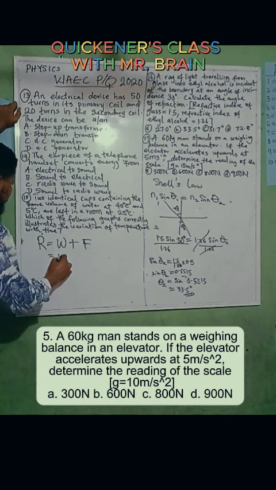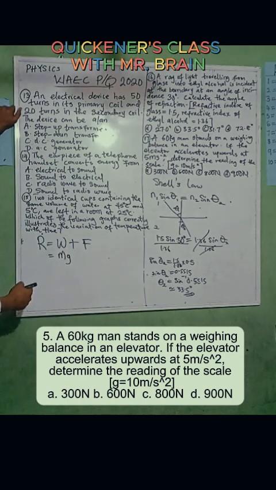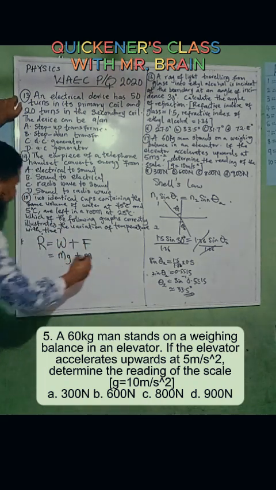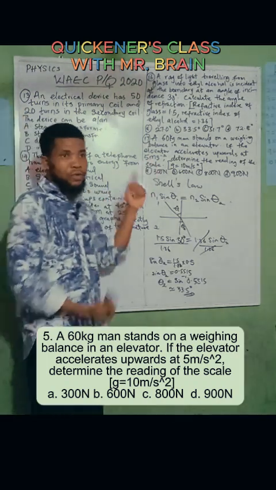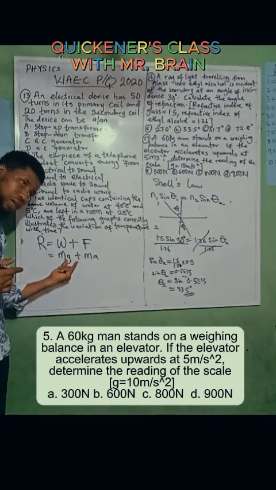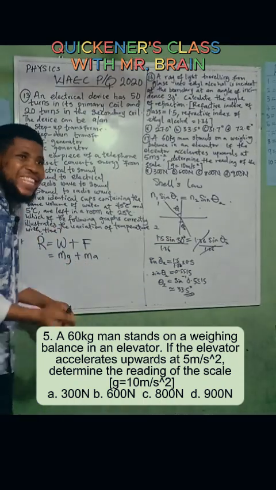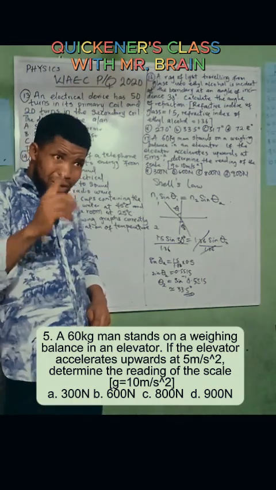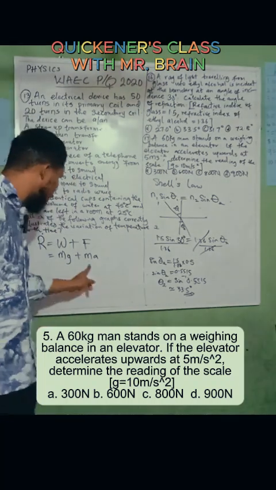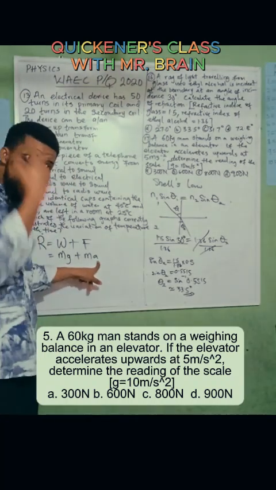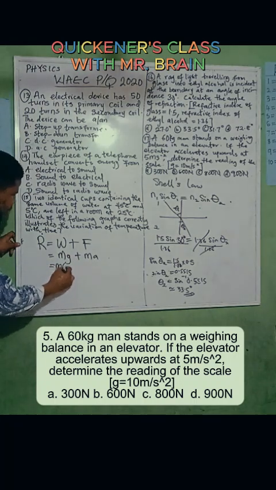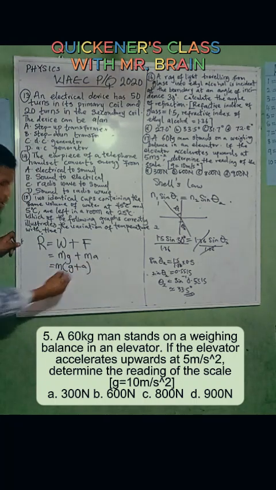So let's calculate it. The weight is mass times acceleration due to gravity, and the additional force is your same mass times the acceleration of going upward. Just understand that there's an additional weight when it's going upward, as a result of your mass and the acceleration of going upward. When you simplify, you get F = m(g + a).